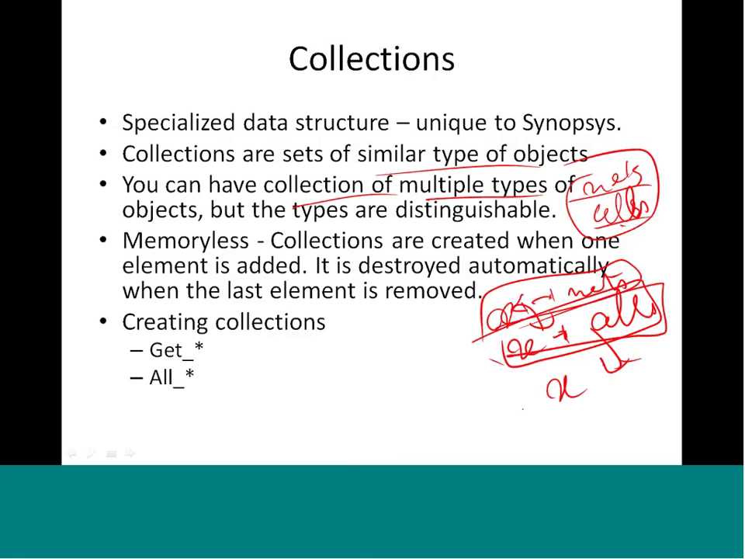Another important thing to note about collections is that collections are memory less. It is created when at least one element gets added, and it is destroyed automatically when the last element is removed. So by itself it does not have any kind of bearing on what we do. For creating collections there are two commands. One is get, any get star is a typical command for creating collections, and then all underscore star is also another command.